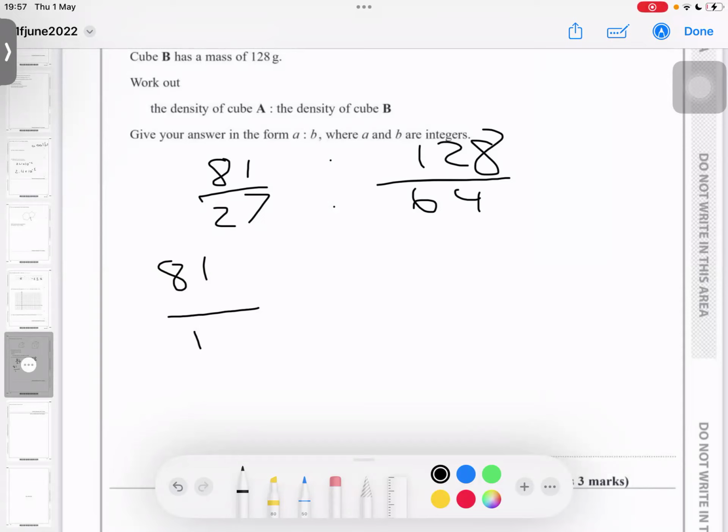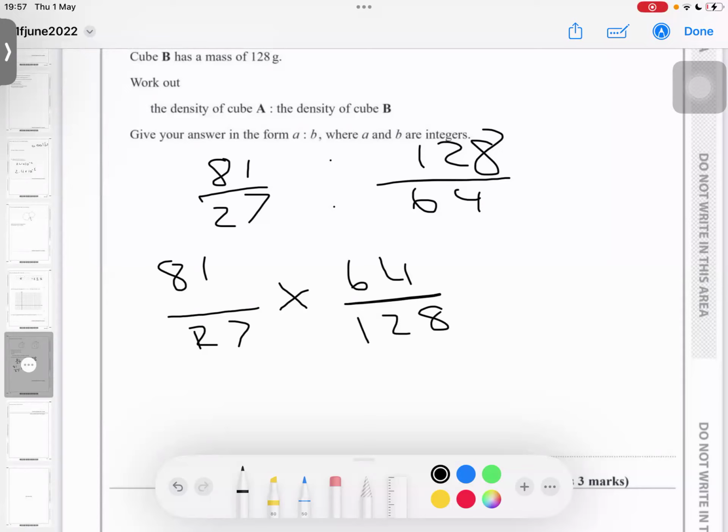Over 27. Does the fraction change on the other side, or does it stay the same? Okay. Your times looks like a plus. You want to change it so that it looks like a times, really, not a plus. Yes. Okay. So 64 over 128.